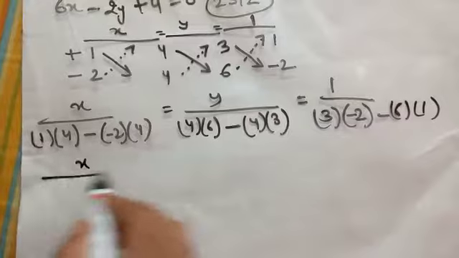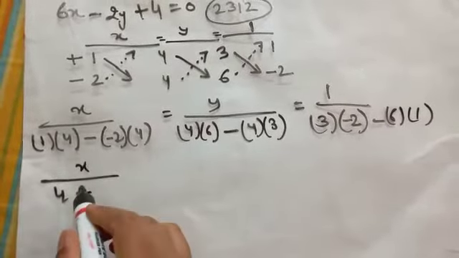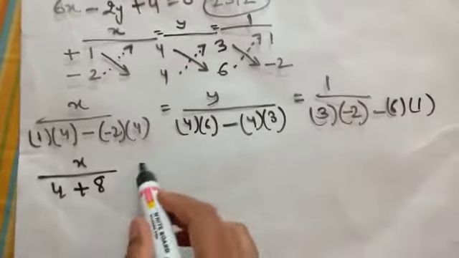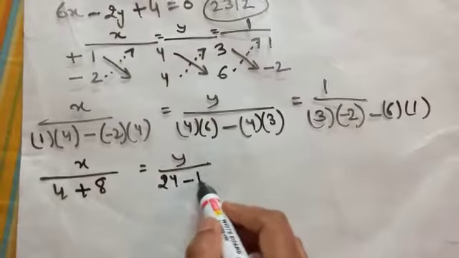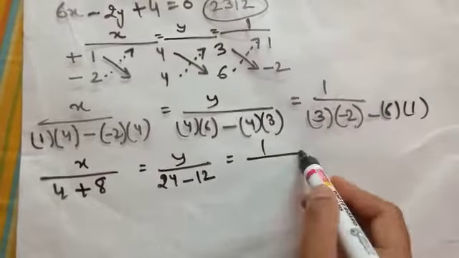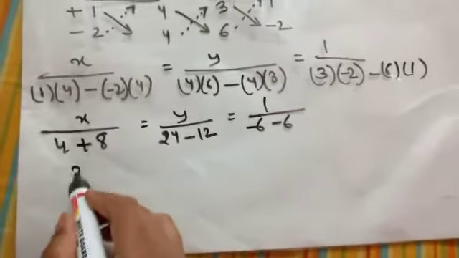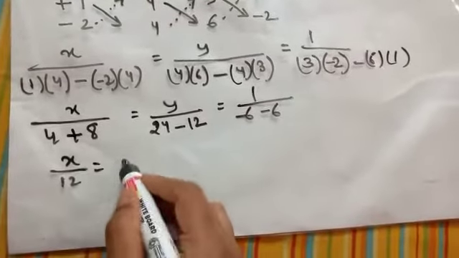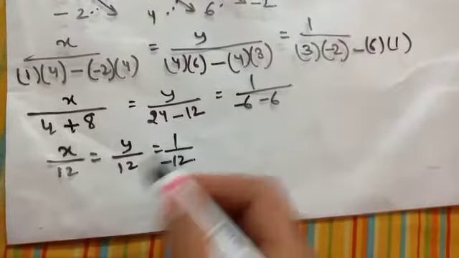Now x upon 1 into 4 is 4, minus of 8, so I am writing +8, is equal to y upon 4 into 6 is 24 minus 4 into 3 is 12, is equal to 1 upon -6 -6. Now you just need to simplify. So x upon 12 is equal to y upon 12 is equal to 1 upon -12.